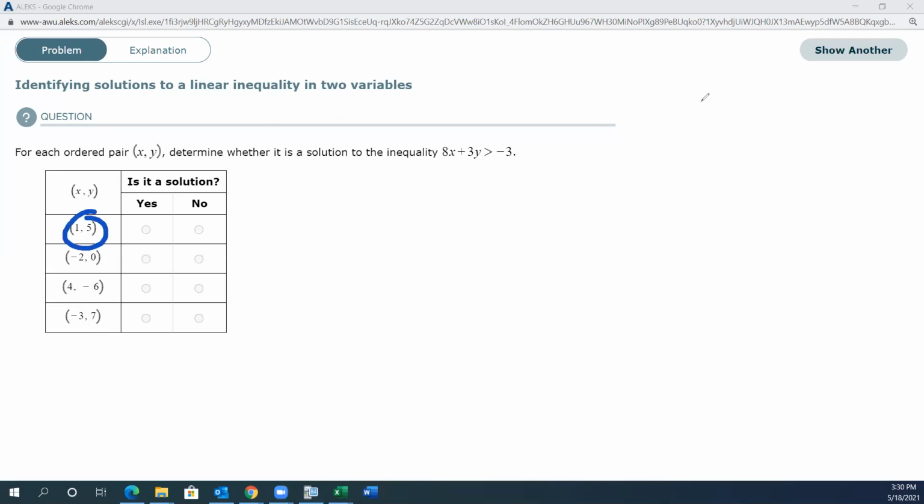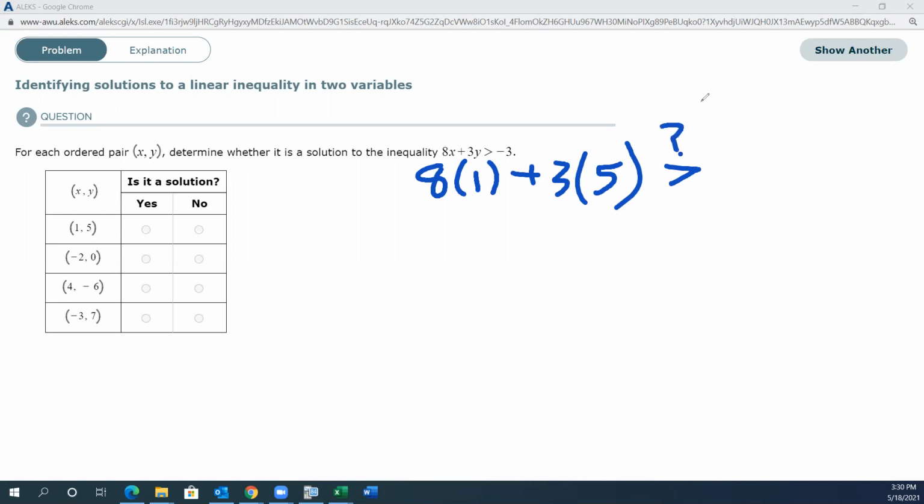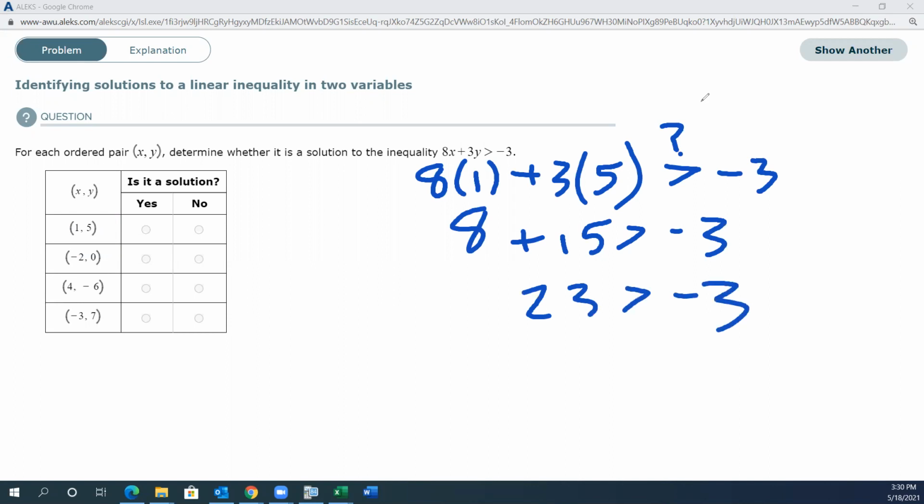So for the first ordered pair, I'll see if it works. I'll plug in 1 for x and 5 for y, those two. And the question is, is that greater than -3? So we simplify. Yeah, that's definitely greater than -3. So the answer is going to be yes.